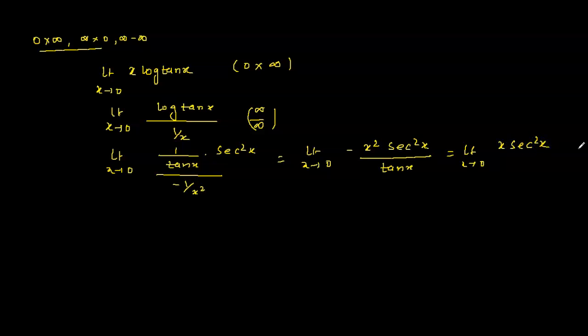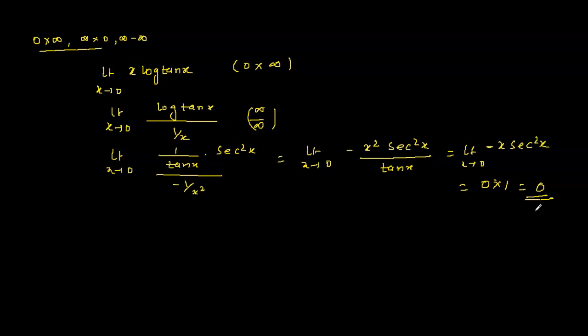Any doubt in this? No. Because this x, if you take it here, tan x becomes 1, and the minus will be as it is. Now you put in 0. 0 into secant square 0, what is secant square 0? It is 1. 0 into 1 is 0 only. This is a real number, so this is the answer only.